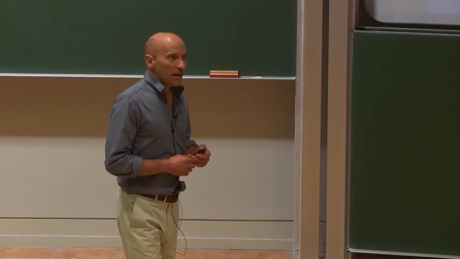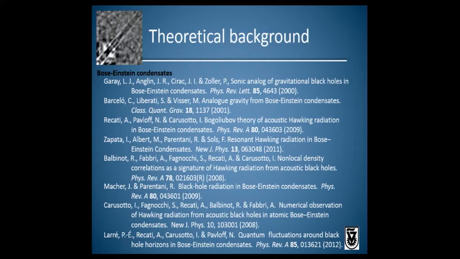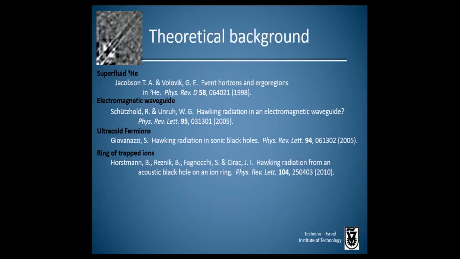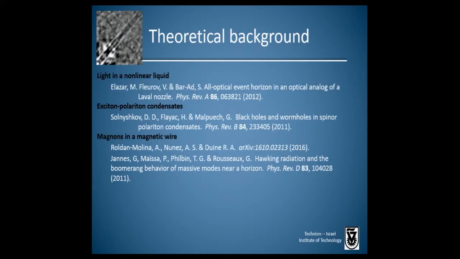There have been many systems proposed as possible analog black holes: Bose-Einstein condensates, superfluid helium-3, electromagnetic waveguides, ultracold fermions, rings of trapped ions, light in a nonlinear liquid, exciton-polariton condensates, and magnons in a magnetic wire.